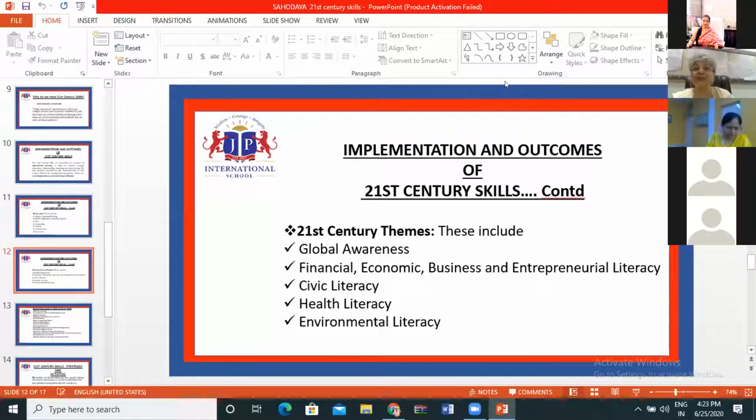So just to make the children aware of financial, economic, business, and entrepreneurial literacy, they have civic literacy. They should be aware of complete health literacy, and of course, environmental literacy. We have been celebrating Earth Day and anti-pollution days and planting trees and all those kinds of activities we do. So that gives them an awareness and knowledge about environmental literacy.